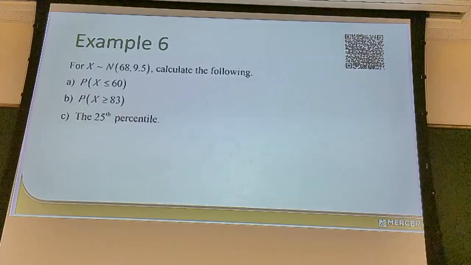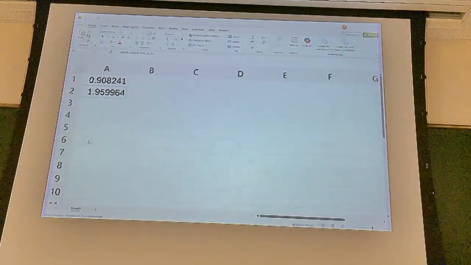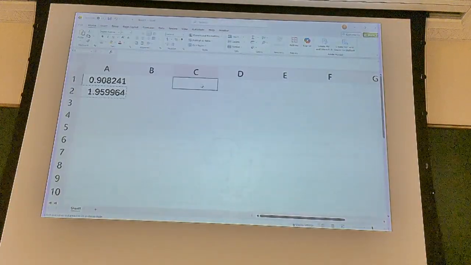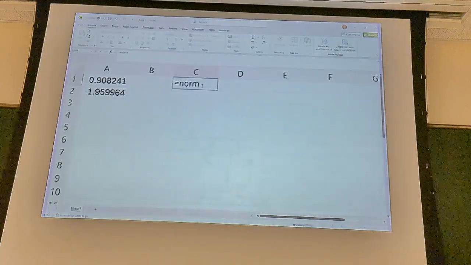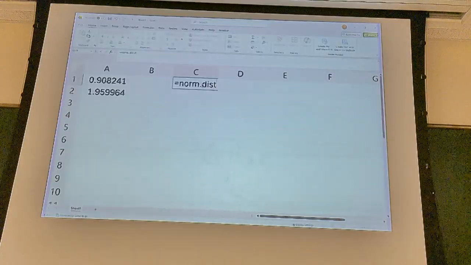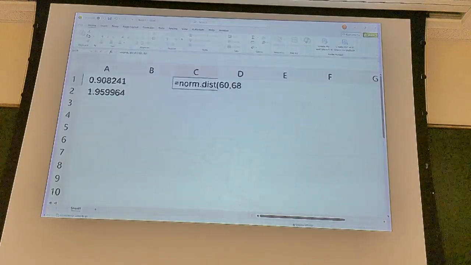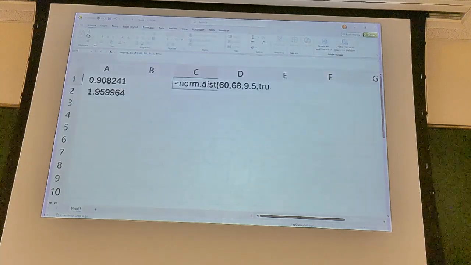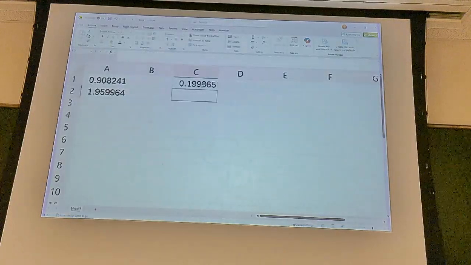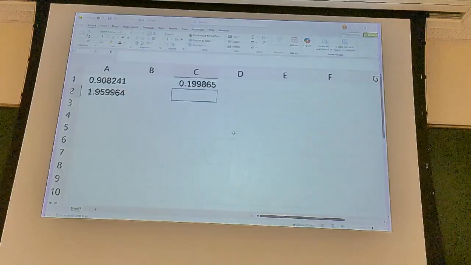So less than or equal to 60. Let's come over here. Norm dot distribution. X is 60. We said the mean was 68 and the standard deviation was 9.5, and it is cumulative, so true. Nice if I use the right delimiter. There's the probability.